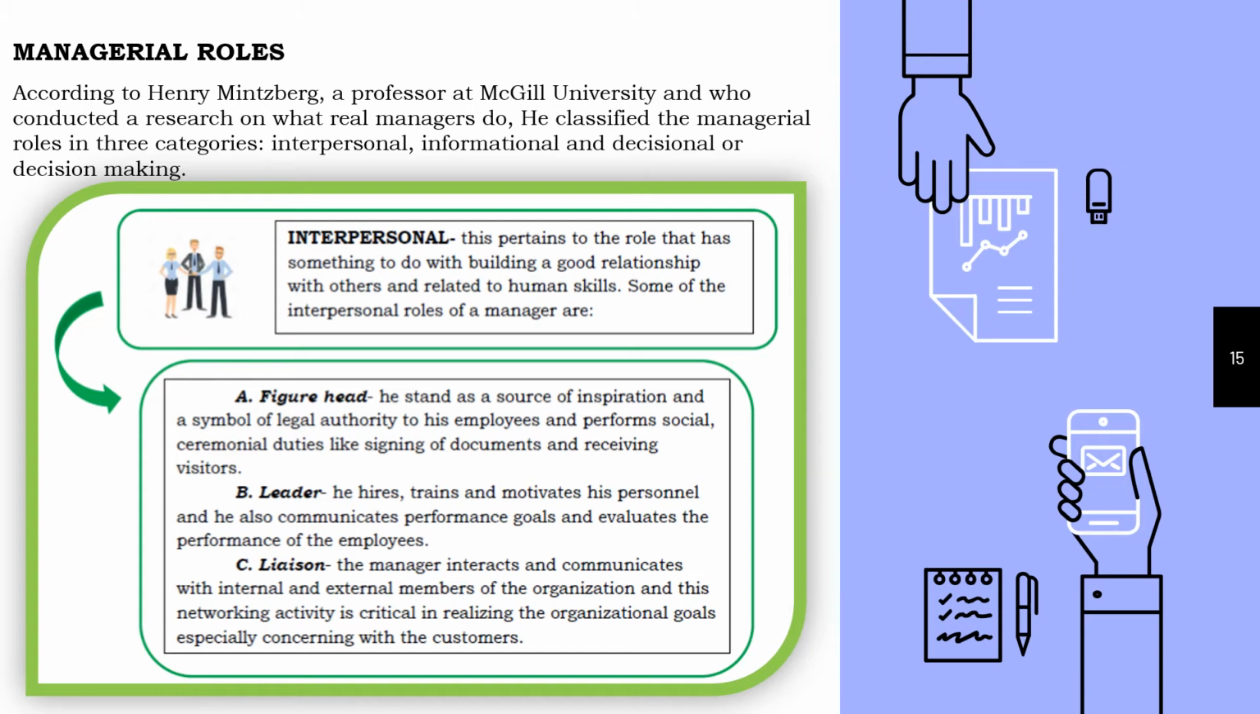So for figurehead, stand as a source of inspiration and a symbol of legal authority to his employees and perform social ceremonial duties like signing of documents and receiving visitors. Leader, he hires, trains, and motivates his personnel, and he also communicates performance goals and evaluates the performance of the employees. And liaison is the manager interacts and communicates with internal and external members of the organization.